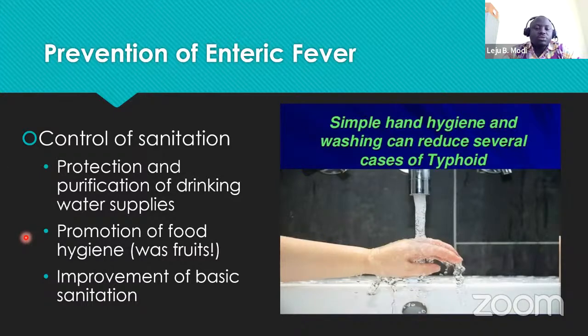And then, of course, improving basic sanitation, having toilets so that people don't defecate in the open, they don't urinate in the open. And of course, personal hygiene, simple hand washing can really reduce several cases of typhoid as we see in this picture here.